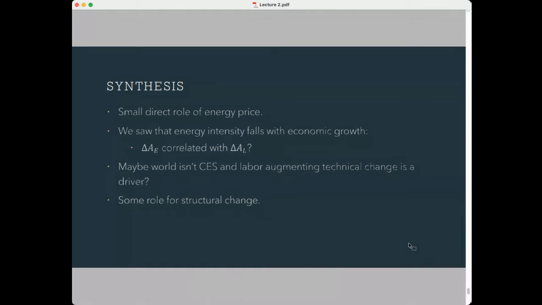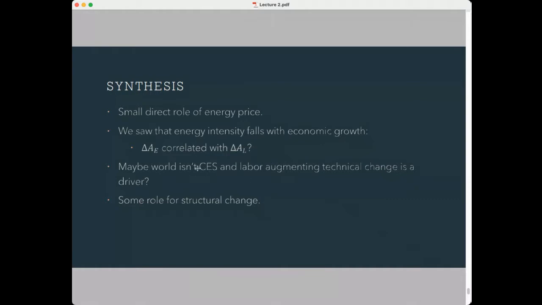We also saw that energy intensity falls across countries with economic growth. Does that mean that energy efficiency improvements are correlated with labor augmenting technical change? So energy efficiency gains are correlated with economic growth in general. Again, these are all research questions rather than things we actually have answers to. Most people just seem to be studying more range of causality studies rather than actually trying to pin some of these things down. There seem to be a lot of open questions, in my opinion.